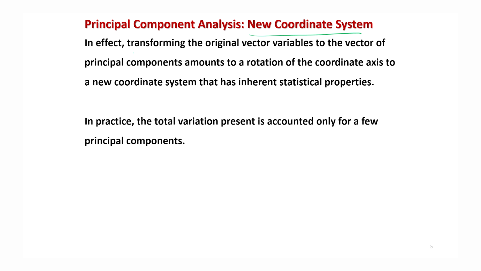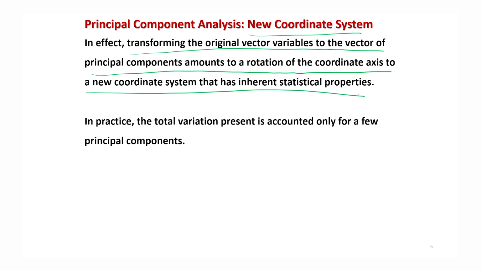So in effect, transforming the original vector variable to the vector of principal components amounts to a rotation of the coordinate axes to a new coordinate system that has some inherent statistical properties. For example, the new coordinate system due to the y's will have the same variability as the older coordinate system based on the x's, x1, x2, xp. Right. So in practice, the total variation present is accounted for by only a few principal components.